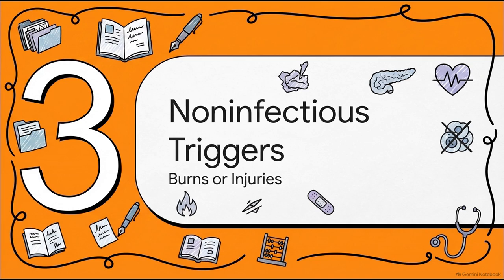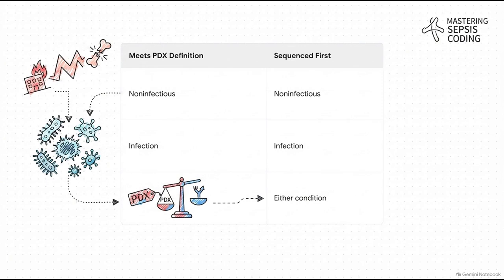All right, let's look at Section 3, Non-Infectious Sepsis Triggers. Our second major variable is severe non-infectious insults. Sepsis doesn't always start with a simple localized infection, you know? Sometimes it's triggered by catastrophic trauma, like extensive burns. When these collide, which code gets the top slot? Well, it all boils down to the primary focus of care. If treating the trauma was the primary focus, you sequence the non-infectious condition first. If treating the systemic infection became the main focus, then you sequence the infection first. And if they equally meet the definition for PDX, the guidelines actually state either may be assigned.